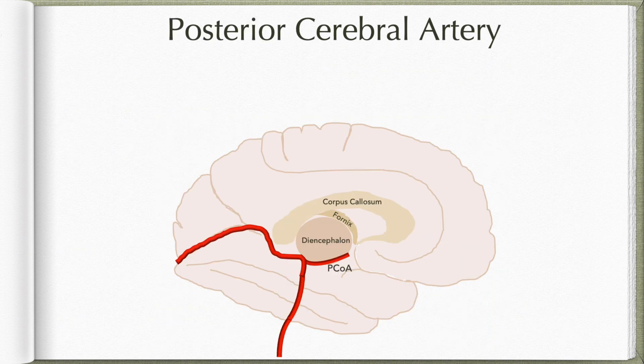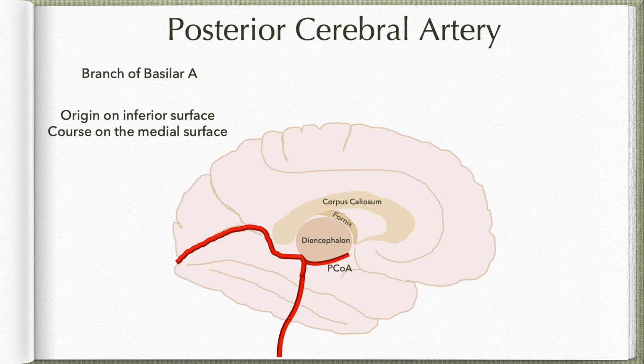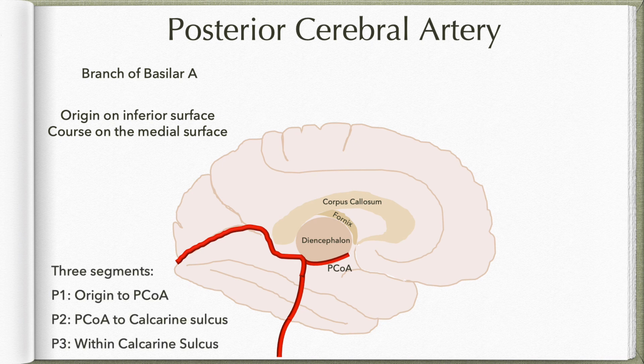Coming to the posterior cerebral artery. Now, posterior cerebral artery is a branch of basilar artery. As you noted, both anterior and middle cerebral arteries, they are branches of internal carotid artery, whereas posterior cerebral artery is a branch of basilar artery. Now, this is the terminal branch of basilar artery. It takes origin on the inferior surface. It first courses around the inferior surface, and then it will reach on to the medial surface of the cerebrum. Again, based upon its course, it is divided into three segments.